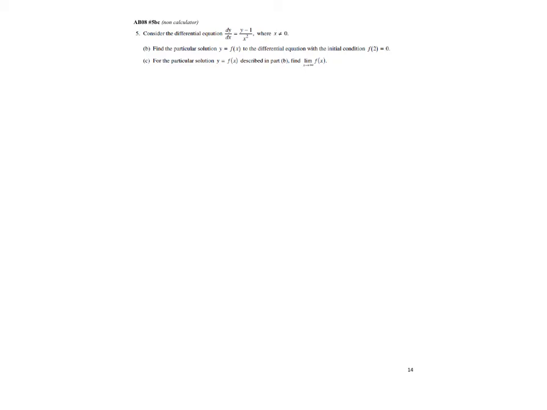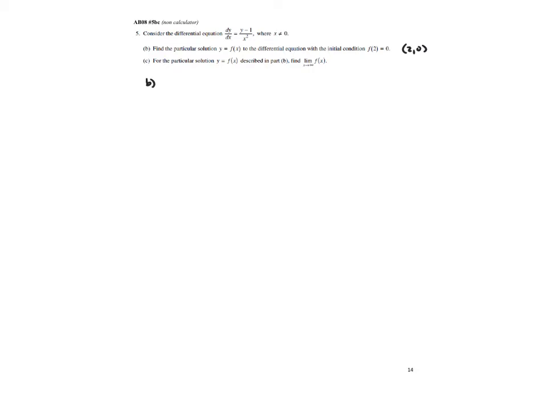Consider the following differential equation. dy/dx is equal to (y minus 1) over x squared, where x is not equal to 0. Part B, we're asked here to find the particular solution to the equation with the initial condition f of 2 equals 0. So I'm going to use this initial condition momentarily after I find my general solution.